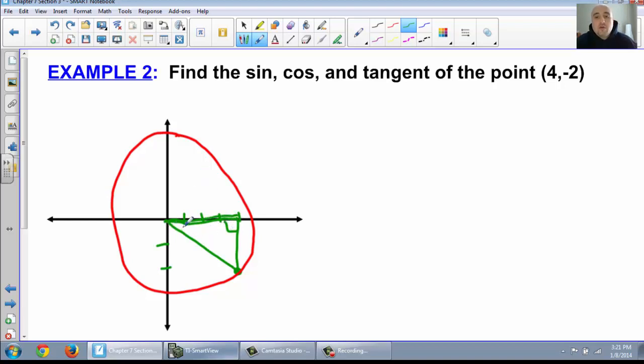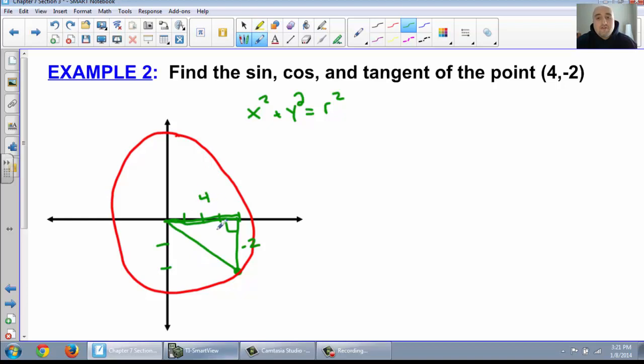All right, so our x value is 1, 2, 3, 4. Our y value went down 2. So remember, you have to put your sign in there. It's down 2. So 4 and negative 2. All right, so what we're going to do now is find our missing side. X squared plus y squared equals r squared. We always need to find this r value.